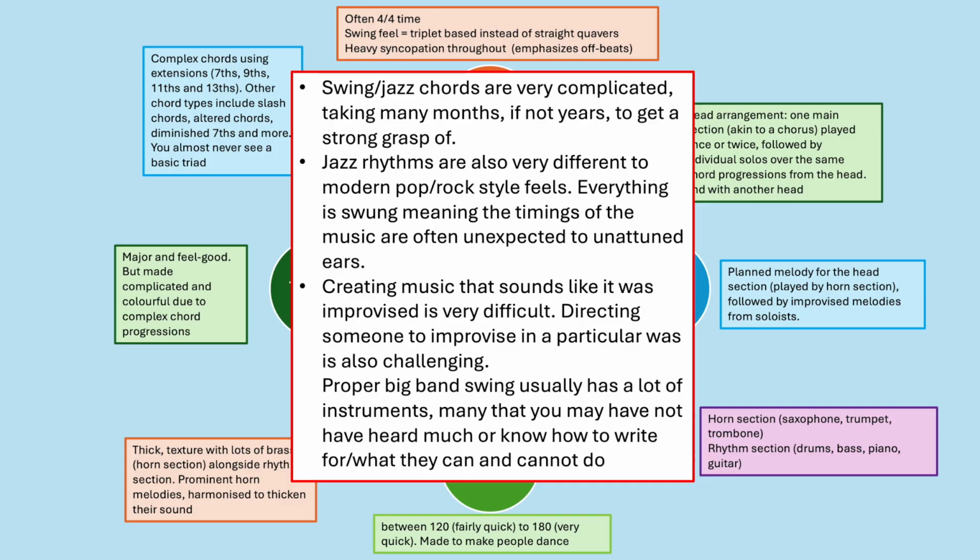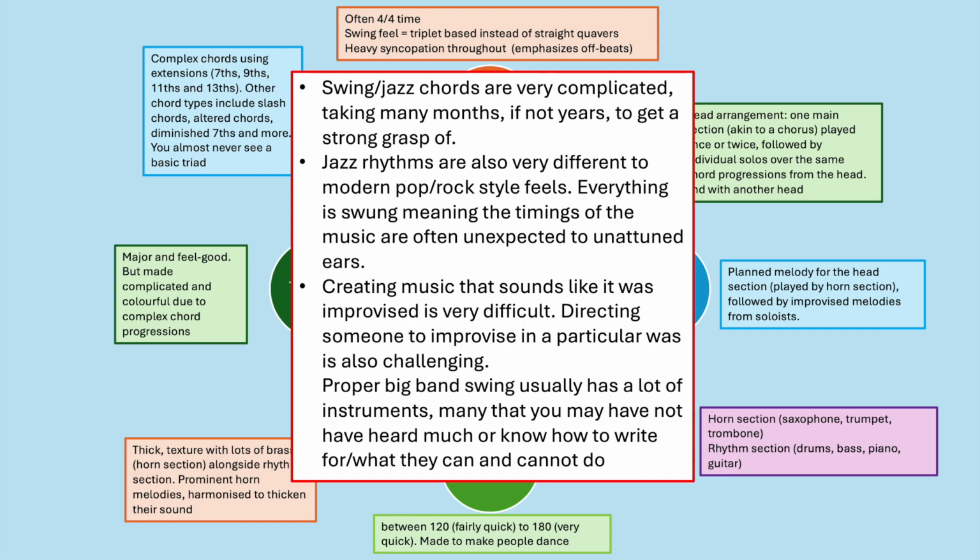And that's really difficult too, because now you're talking about jazz melody, which uses lots of chromatic notes and color notes and all of these techniques which take a long time to learn unless you're already experienced in them. Proper big band swing usually has lots of instruments, many that you may not have heard much or know how to write for, or what they can do. So saxophones, trumpets, trombones, you might not have ever seen one of these instruments, let alone thought about writing for them. If you can't tell, as cool as swing is, as cool as writing for a swing band would be, it is going to be hard.